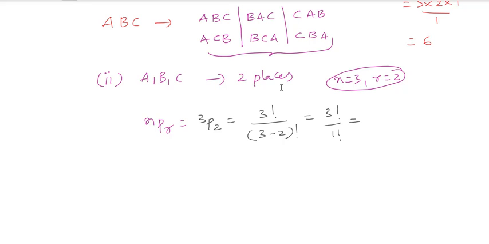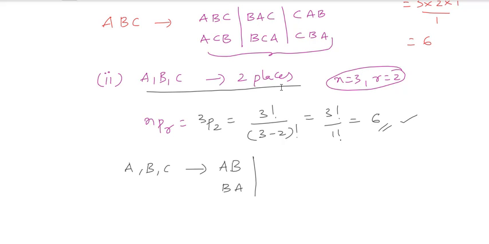Again, 3 letters with the 2 places means you will have 6 possible cases. What is that? A, B, C: AB, BA is one of them, next BC, next CB, next CA as well as AC. So these are the possible cases. Am I right or not?